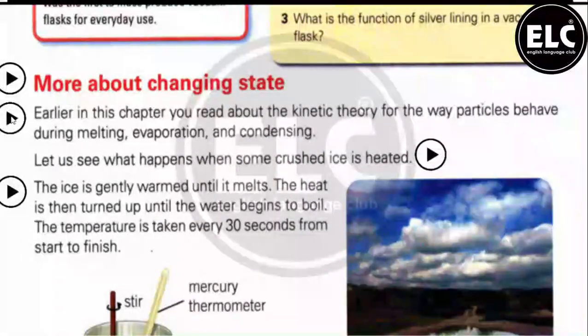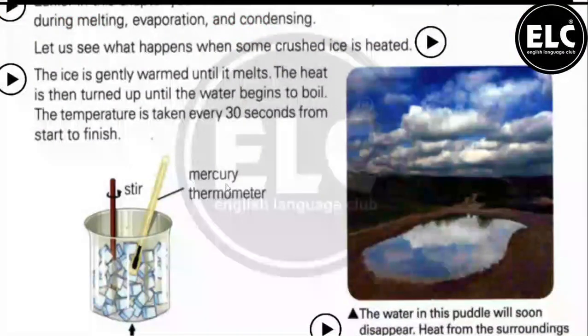More about changing state. Earlier in this chapter you read about the kinetic theory for the way particles behave during melting, evaporation, and condensing. Let us see what happens when some crushed ice is heated. The ice is gently warmed until it melts. The heat is then turned up until the water begins to boil. The temperature is taken every 30 seconds from start to finish.